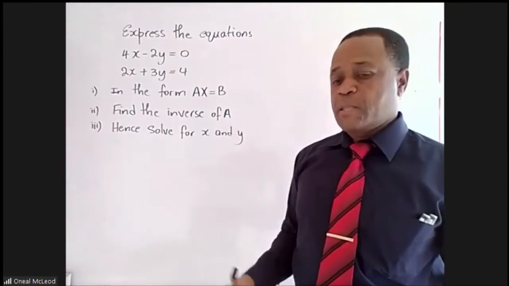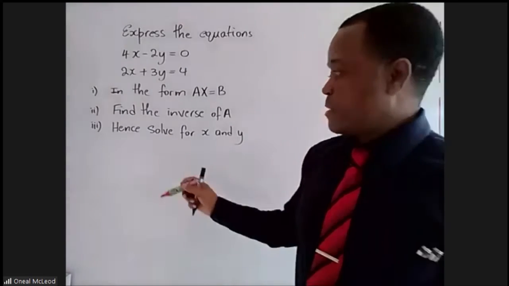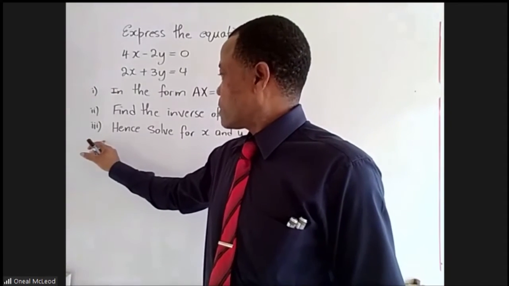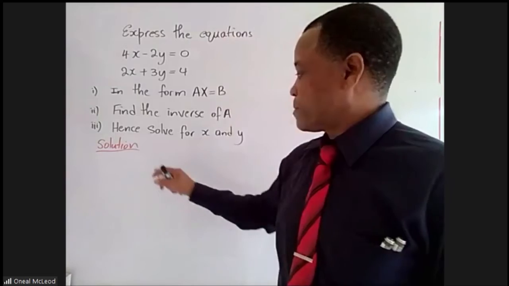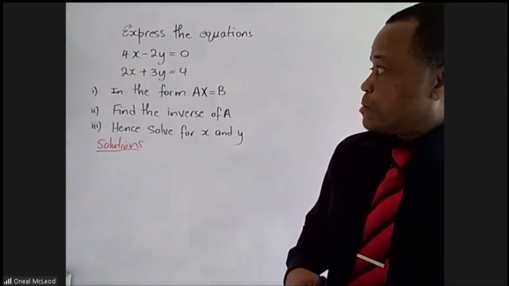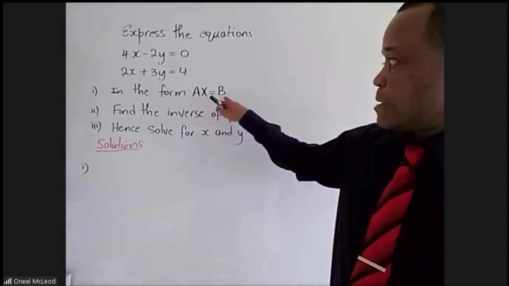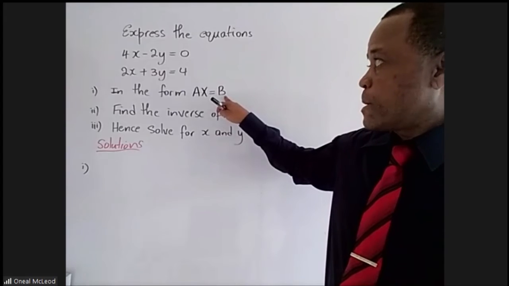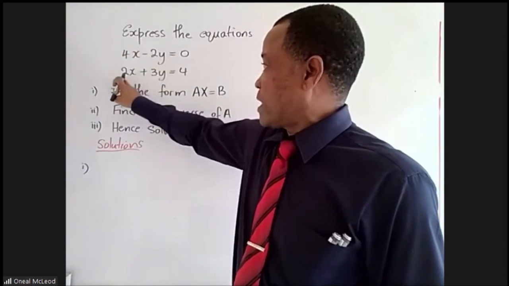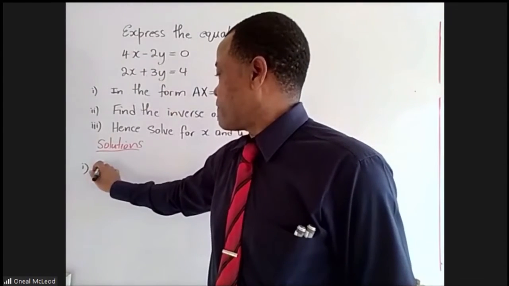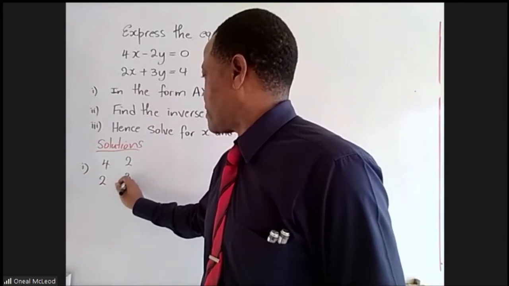Now this is something that by now we're all used to. We know exactly what to do. So let us look at the solution part of it. All right, so solutions. So part 1, we're going to now write the equations in the matrix form. So now notice here that the matrix A, again, would be the coefficient of the variables. So I'm going to have 4, 2, 2, and 3.